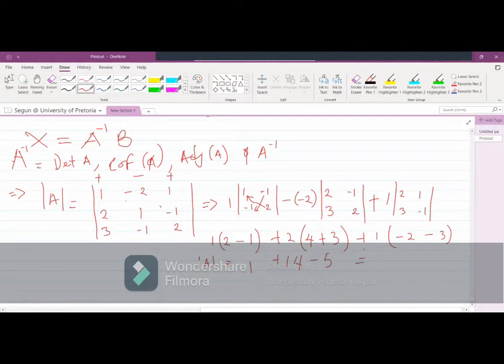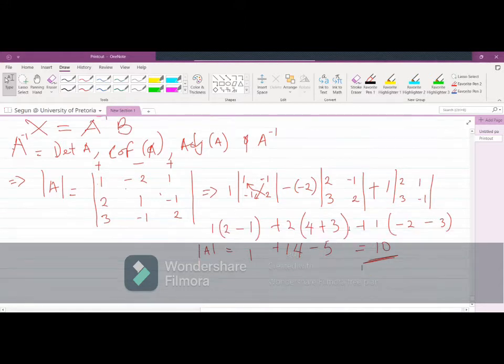So what is your final answer? Anybody? 10. If you don't get 10, definitely you will miss your final answer. That is just the issue. Some of us miss it from the determinant. You know yourself. I don't need to mention your name.